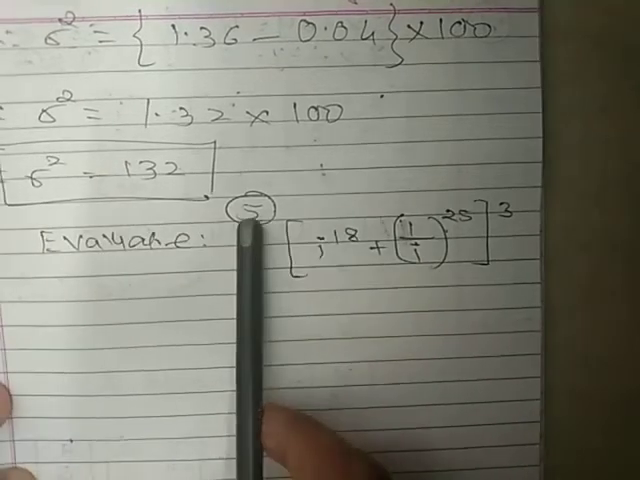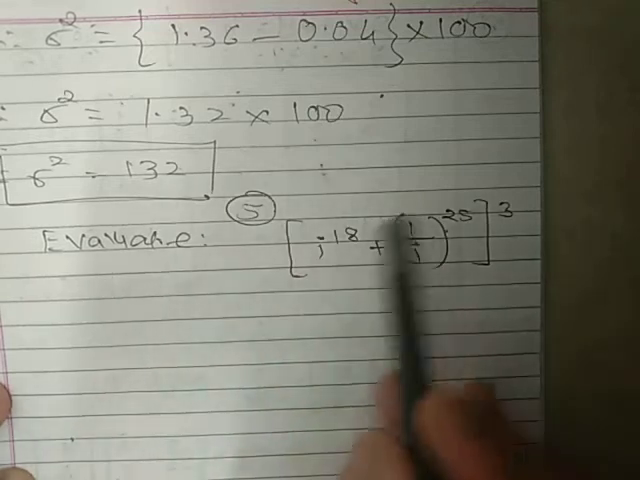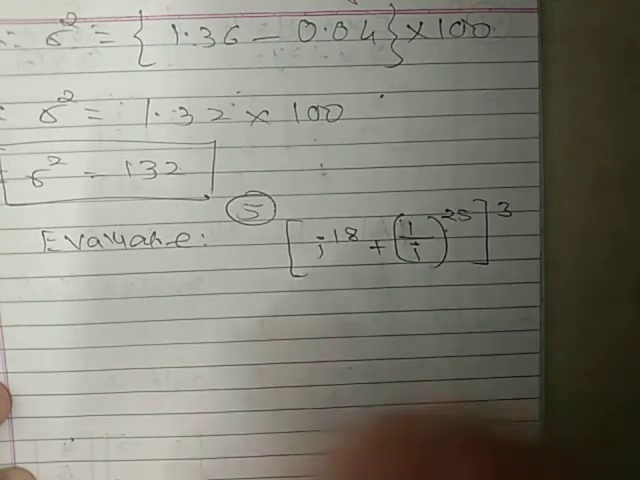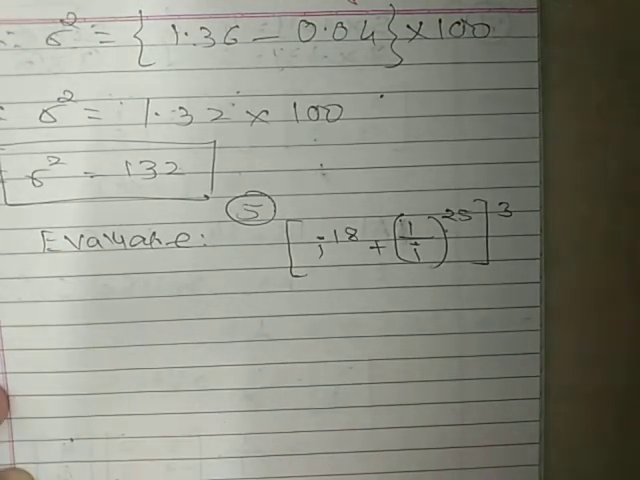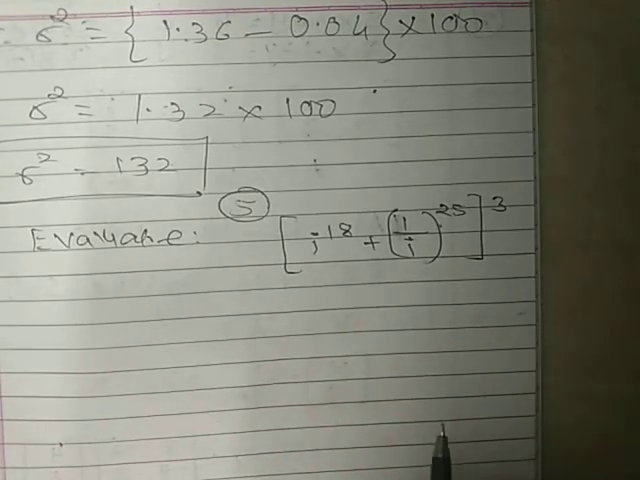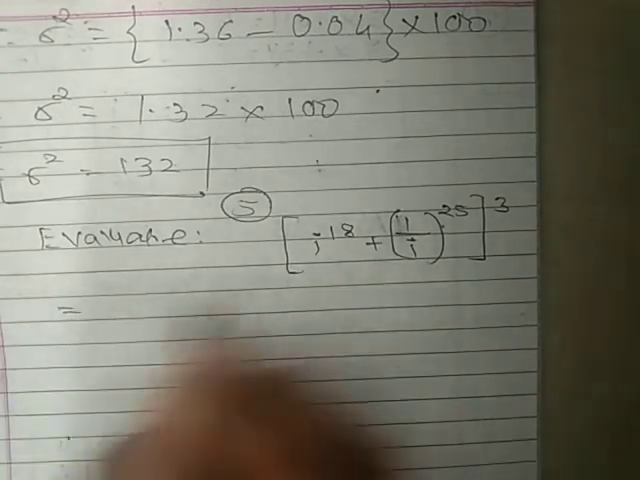Exercise number 5, a miscellaneous exercise, the last exercise of this chapter. Evaluate (i^18 + 1/i^25)^3. That means we have to convert it into the general form of a complex number, a + bi, otherwise x + iy form. It is called evaluate. Very simple.